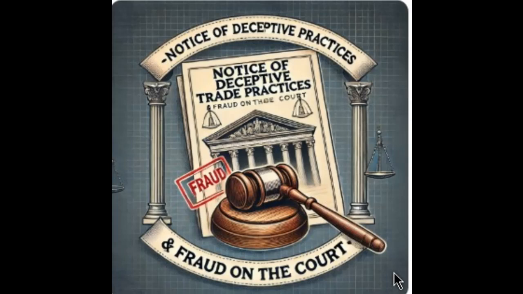Key aspects of deceptive trade practices. 1. False representations, misleading claims about a product, service, or legal standing. 2. Suppression of material facts, omitting crucial information to deceive the other party or the court. 3. Unfair business tactics, engaging in unethical, fraudulent, or coercive conduct. 4. Fraudulent court filings, presenting false evidence, perjured testimony, or misleading legal arguments.